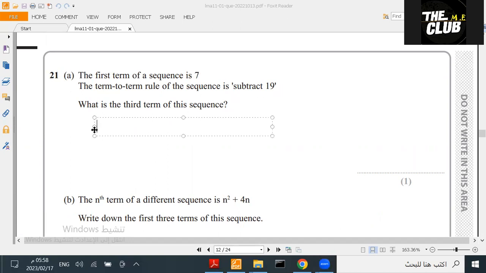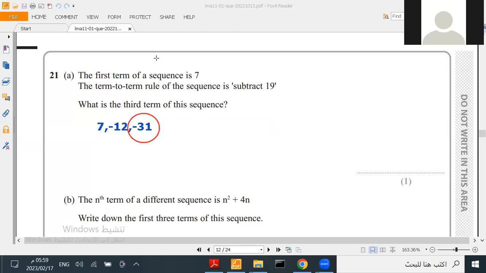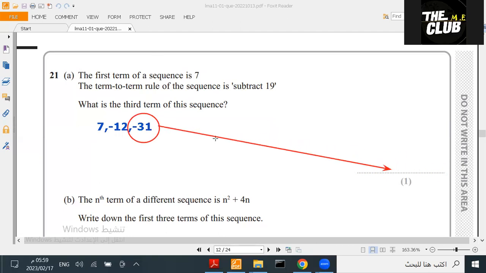So you write the first term, which is 7, and then you subtract 19 each time you write a term. So 7 minus 19 equals negative 12. And then another 19 subtracted gives negative 31. So they need the third term. It's negative 31. That's it. You take it and write it in the box here to get the mark. That's it for question 21A.